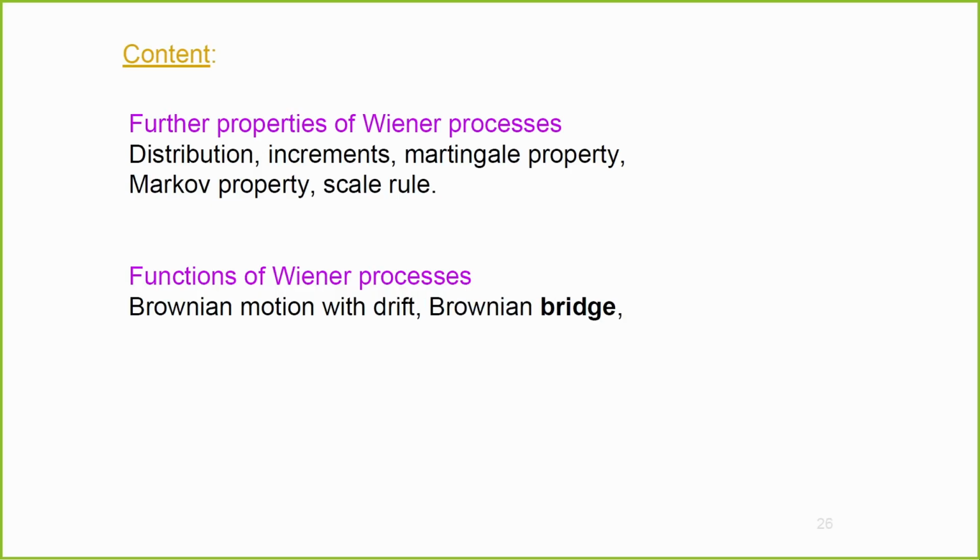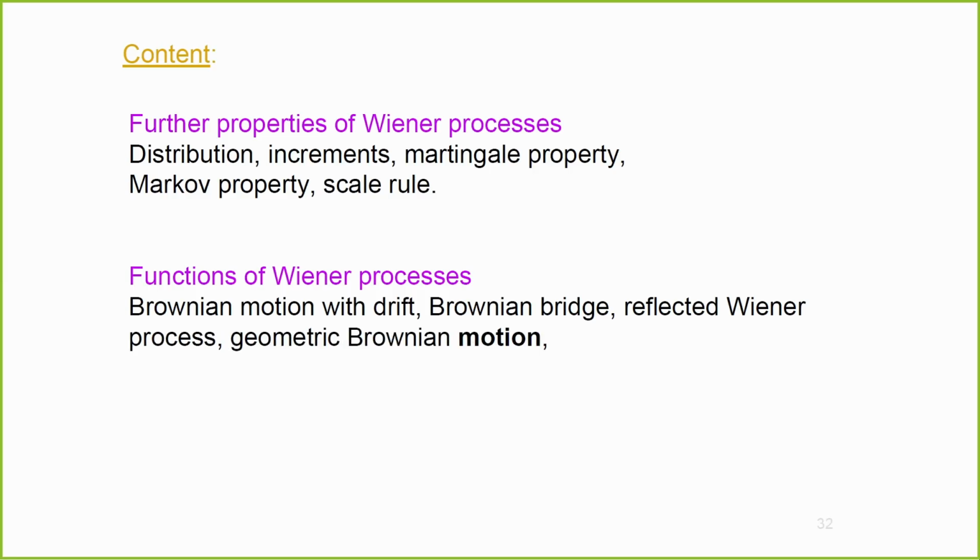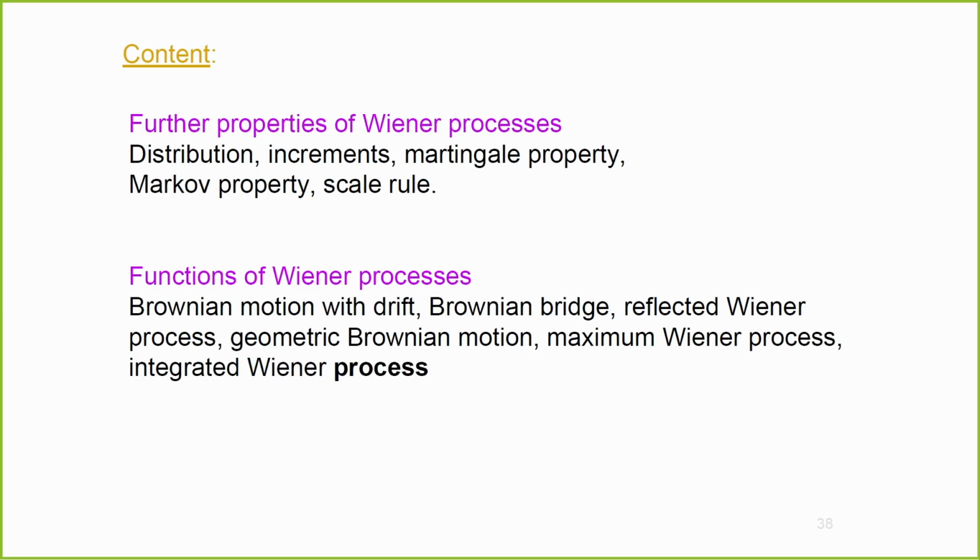Then later we're going to look at the so-called Brownian bridge, then the so-called reflected Wiener process. Then you have a geometric Brownian motion, which is a very common one, especially in finance. And then we have also the maximum Wiener process, and finally the integrated version. Now the Wiener process is already an integrated process, but that doesn't matter. Basically, this will have another integration order. Anyways, this is it. So that's going to be a little bit shorter than usual.